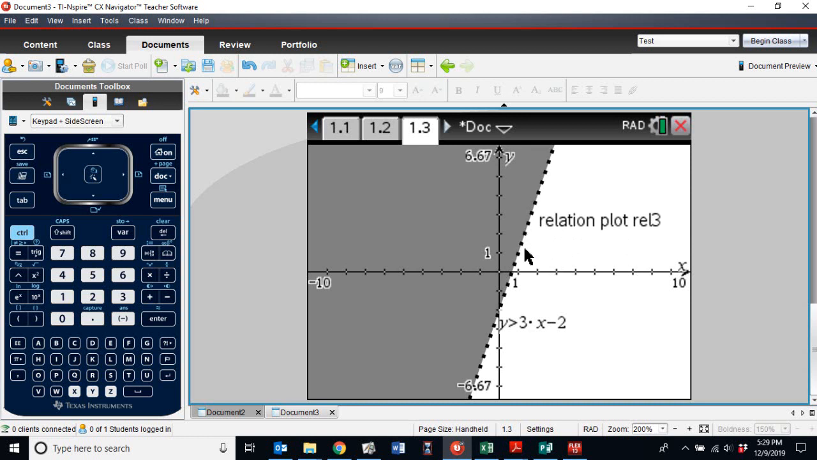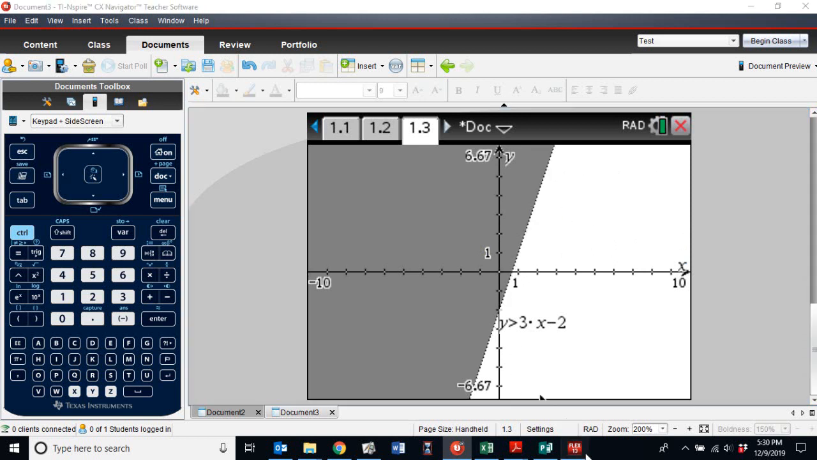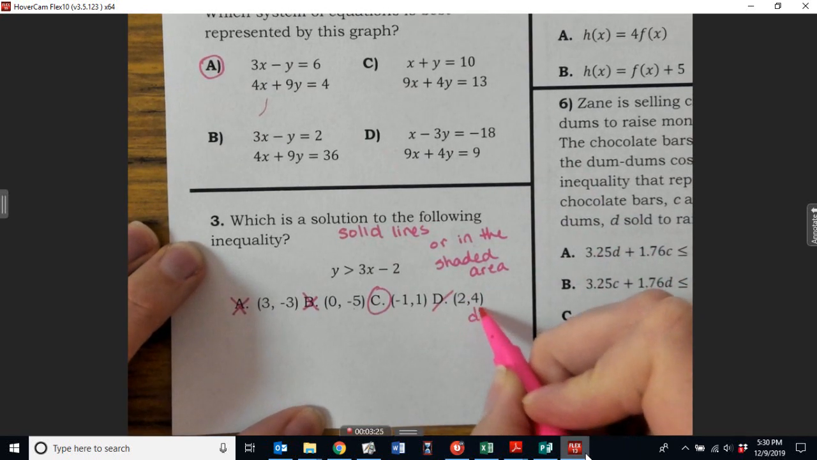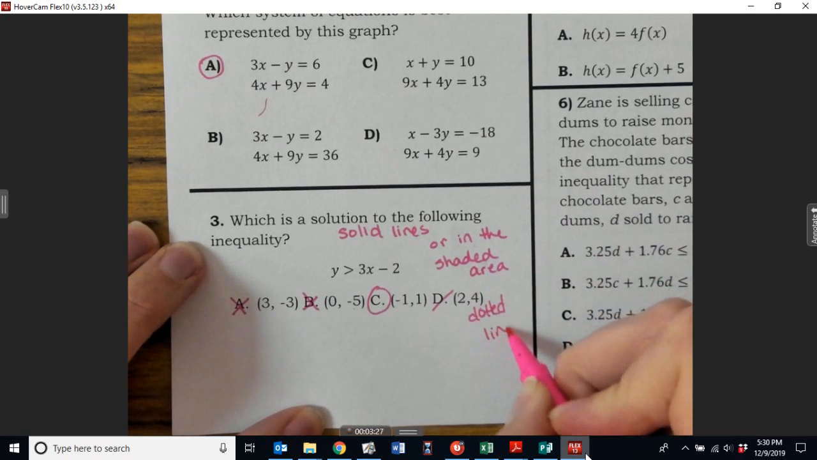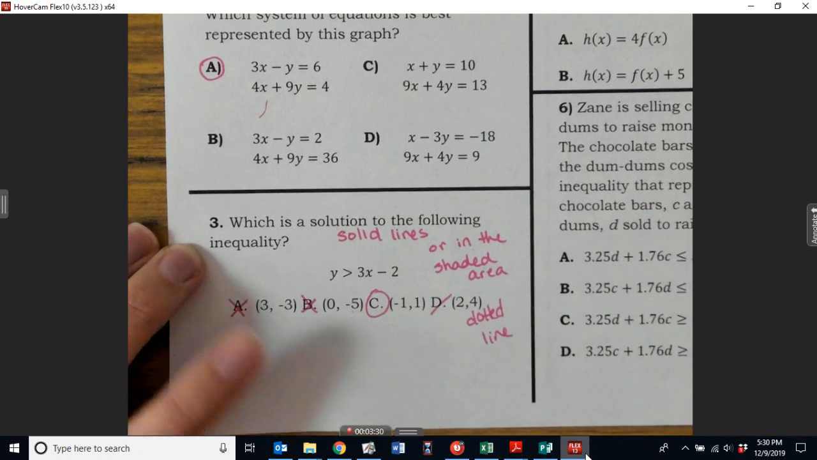And now I'm going to plot my points. I have 3, -3, which is not in the shaded area, so A is out. I have 0, -5, which is also not in the shaded area. I have -1, 1, which is in the shaded area. And then I have 2, 4, 1, 2, 3, 4, which is on the dotted line. So that's not an answer. So that's on a dotted line. So C was my answer.